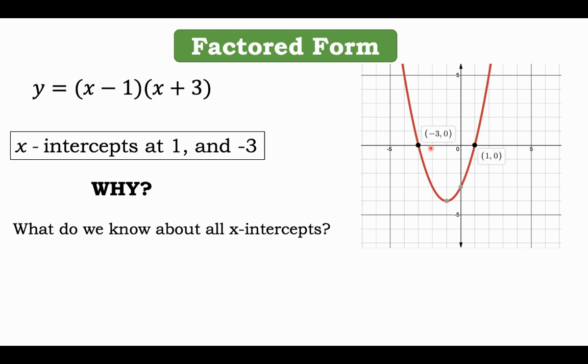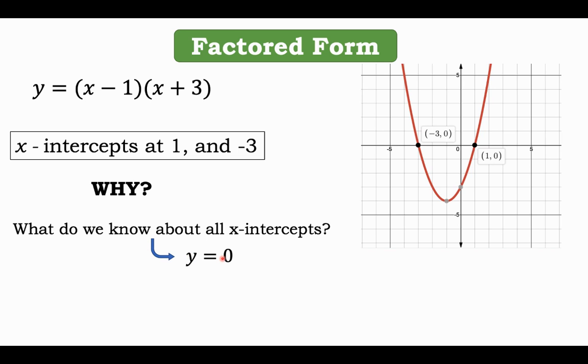So think about what you know about x-intercepts. What do these 2 points have in common? Now, if you came up with y is equal to 0, that's right, because both of these are 0. It's where they touch the x-axis, where y equals 0. So that means the same thing: y is 0 where your graph touches the x-axis.